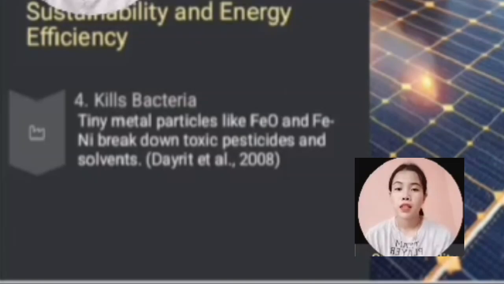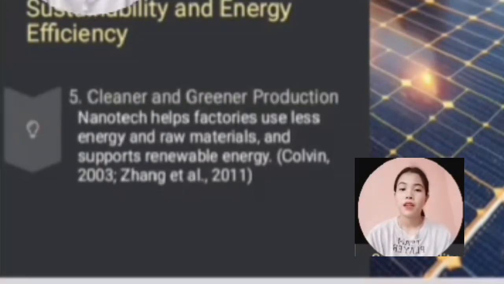Fifth is cleaner and greener production. Nanotech helps factories use less energy and raw materials and supports renewable energy. So nanotechnology helps factories use less electricity and materials. It also helps in creating clean energy like solar panels and wind power.